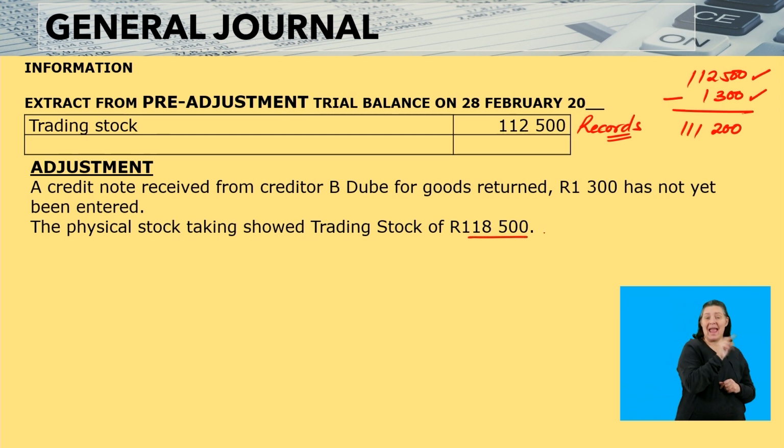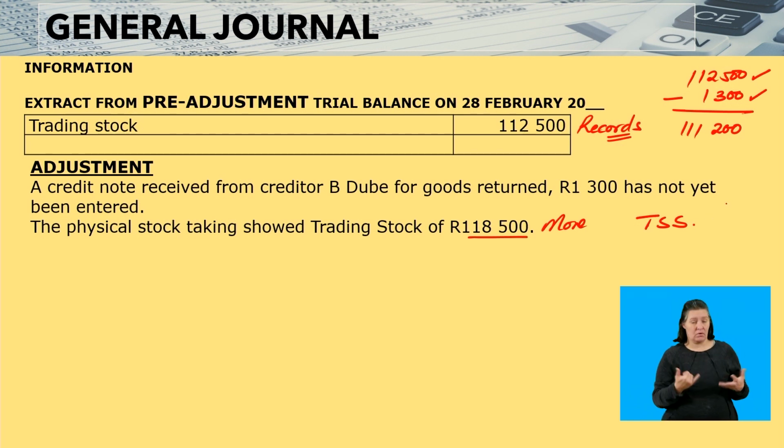Then they say, the physical stock taking showed stock of 118,500. So we conducted a physical stock taking and we realized that we have 118,500. Already you can see that the physical stock taking is more. Once your physical stock taking is more, you are going to have a trading stock surplus. But we want to know how much that trading stock surplus is.